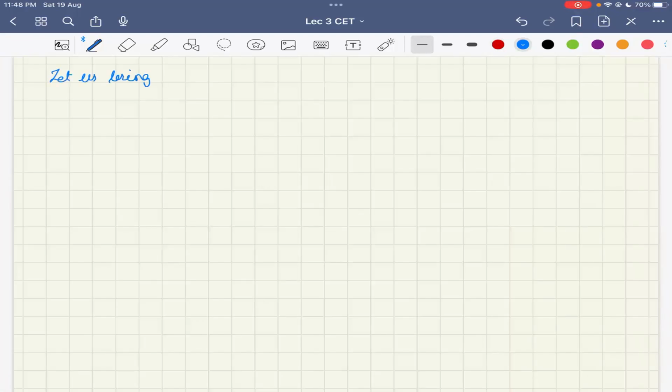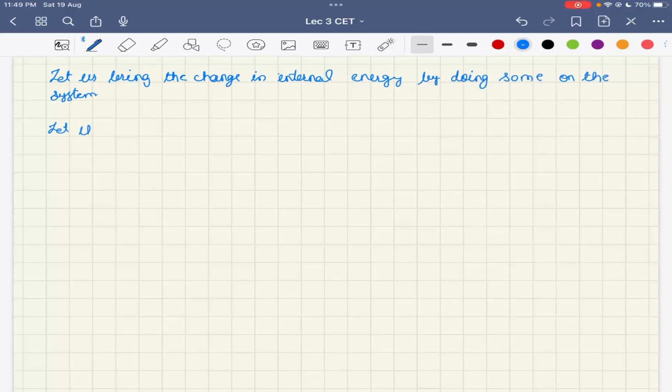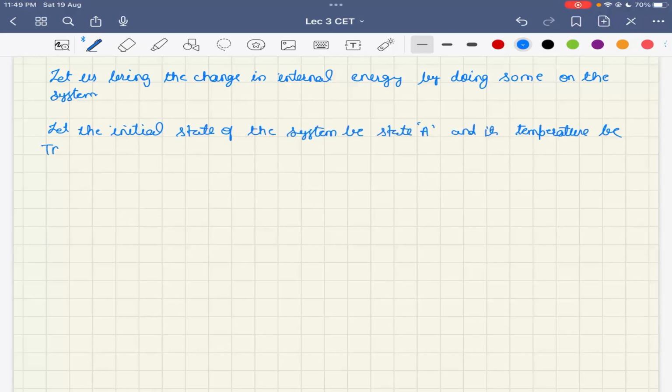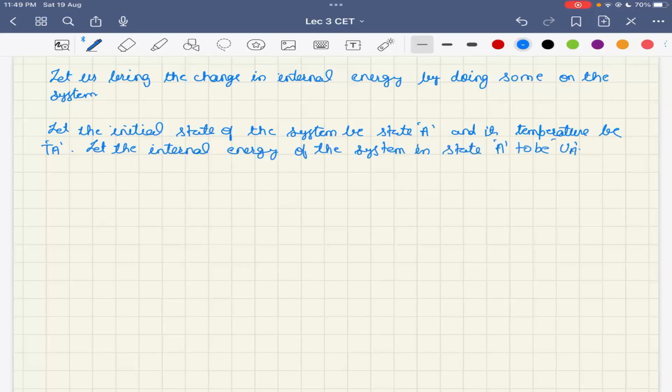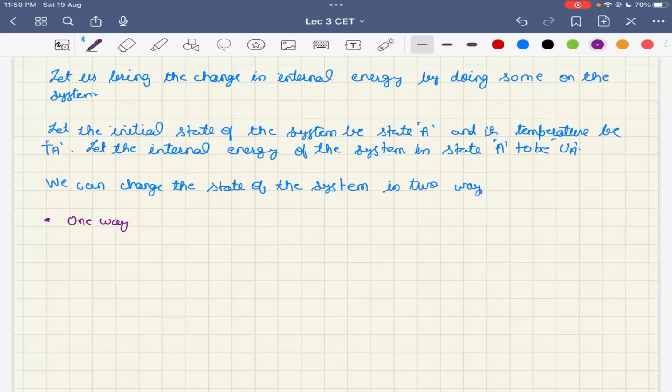Let us bring the change in internal energy by doing some work on the system. So let the initial state of the system be state A and its temperature TA. Let the internal energy of the system in state A be UA. Now we can change the state of the system in two ways. So the first way, right?